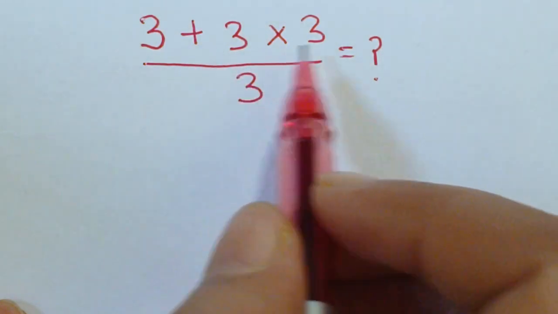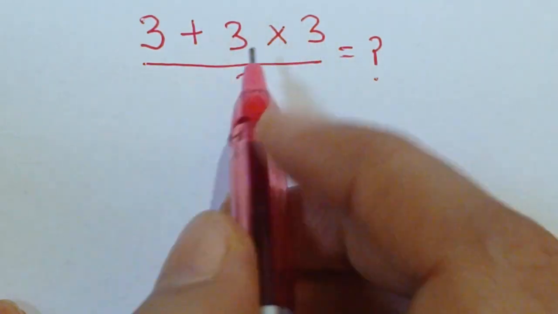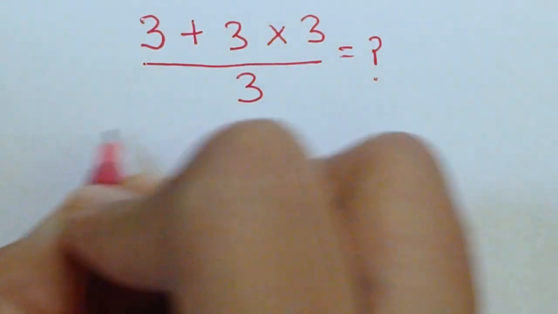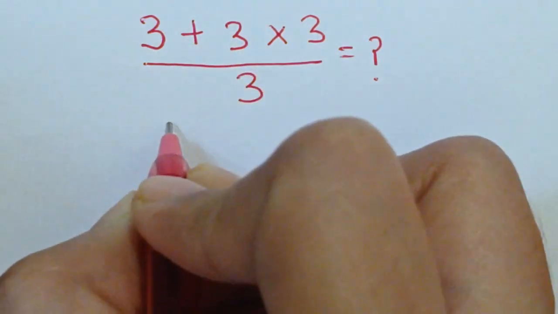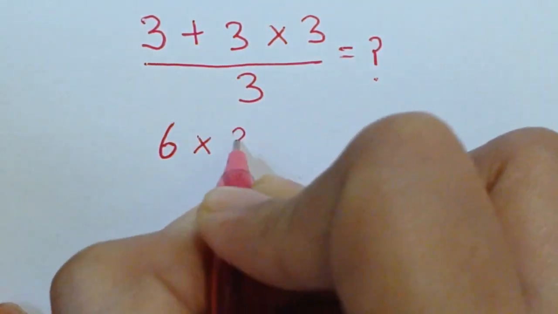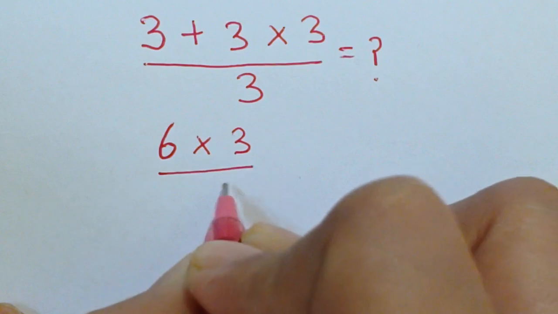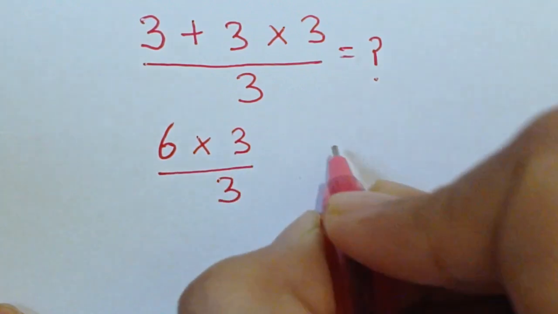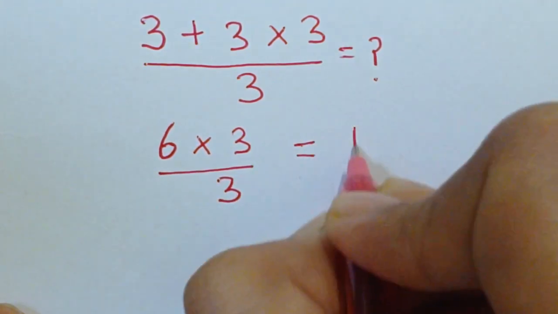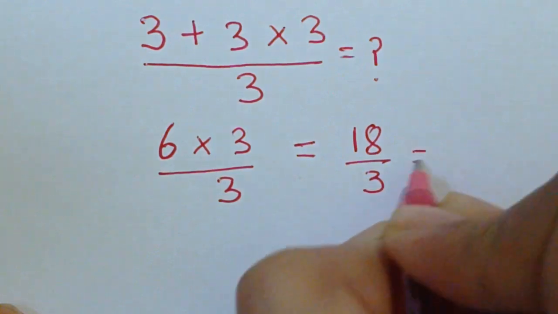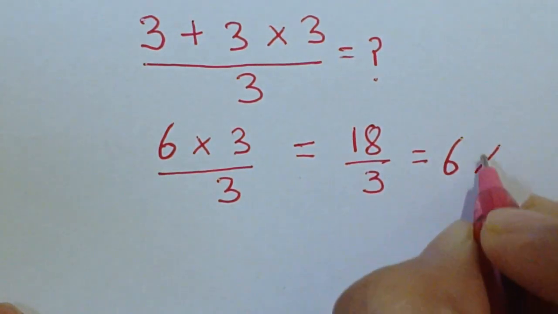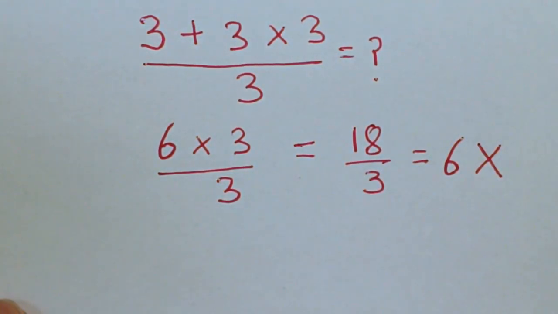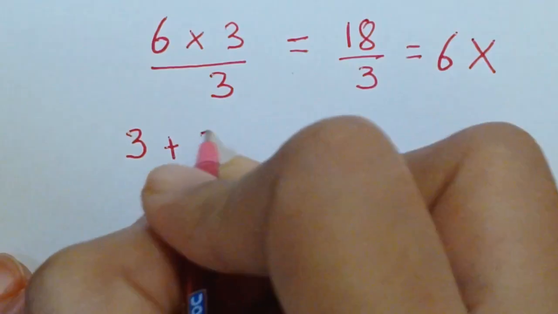3 plus 3 times 3 by 3. What is the value for this expression? So 3 plus 3, 6 into 3 by 3. So 18 by 3, which is 6. But this is the wrong answer. This is incorrect answer. So write the question first.